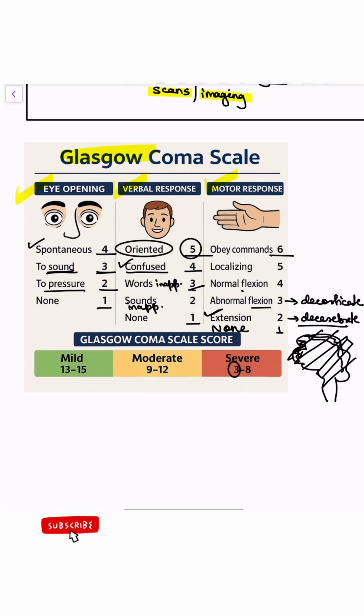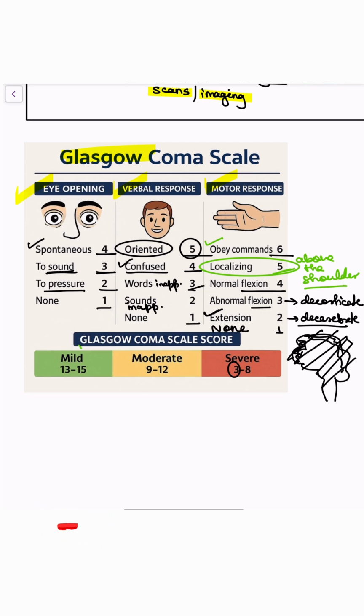In cases of normal flexion, the patient withdraws his limb due to pain but cannot localize the pain, we give the score of 4. But when the patient localizes the pain, we give the score of 5. Better to localize the pain above the shoulder, because below the shoulder it is very irrelevant. And when the patient obeys the command, when you tell the patient to move the limb and the patient moves his limb, then the patient is obeying your command, so we give the score of 6.